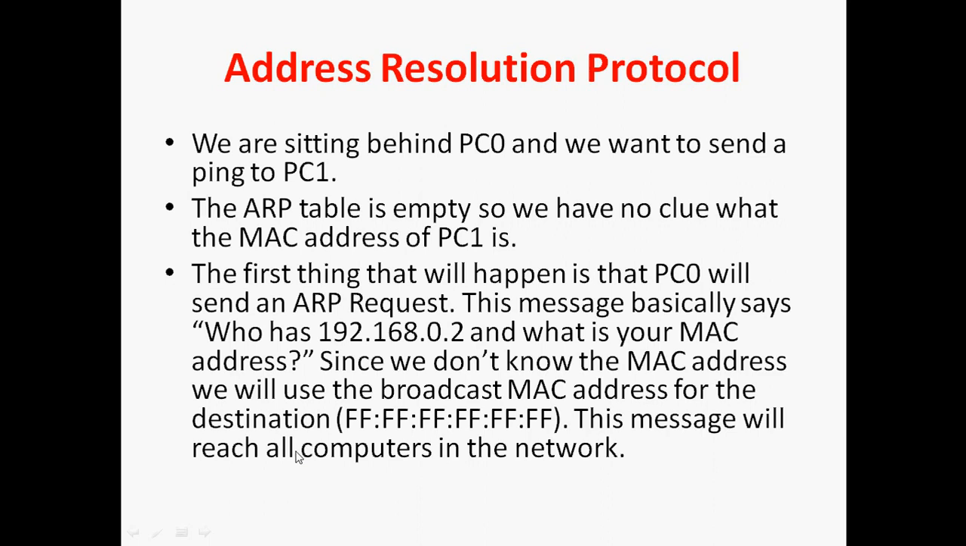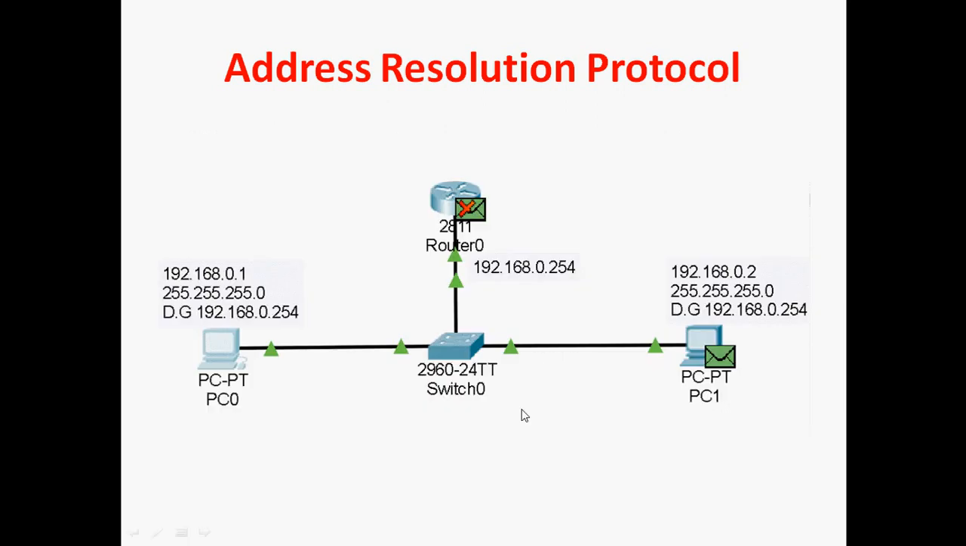So this message will reach all the computers in the network. This ARP request will reach all the devices in the same network. PC0 sends the ARP request to the switch. The switch will broadcast it to the router as well as PC1. The router checks that ARP packet, who has 192.168.0.2? The router checks, this is not my IP, so the router will drop that packet.